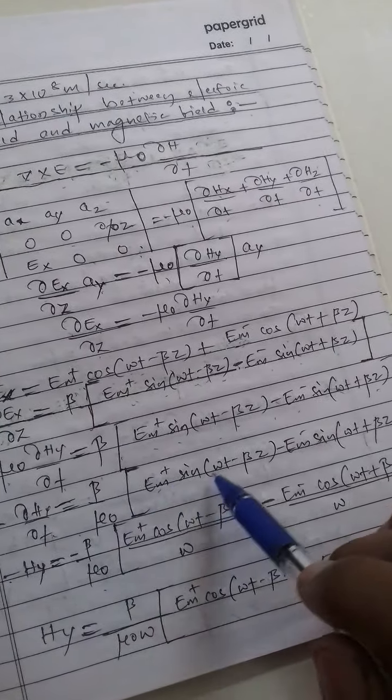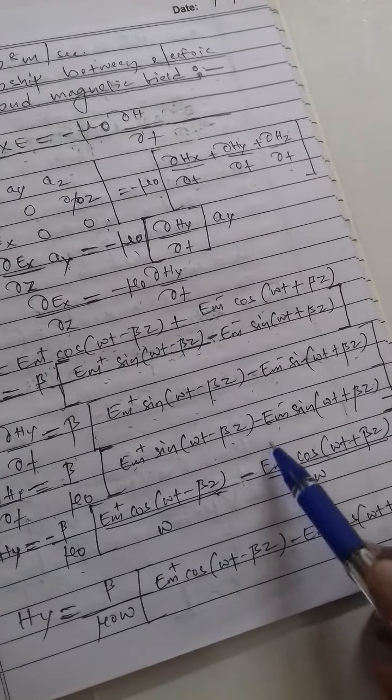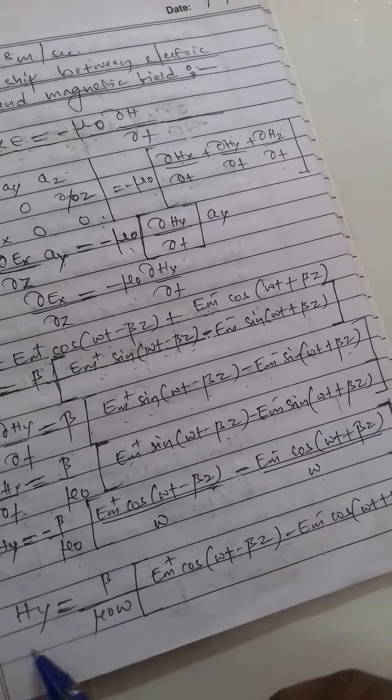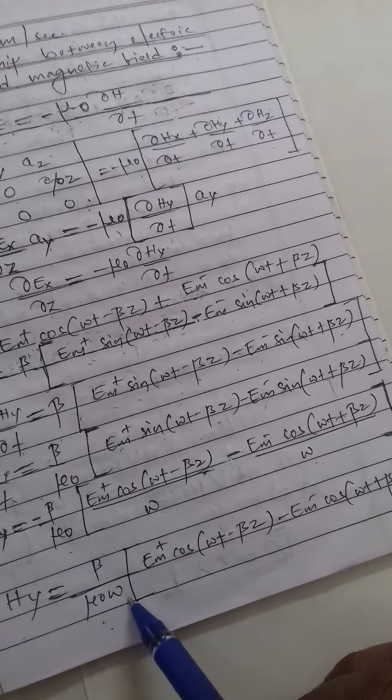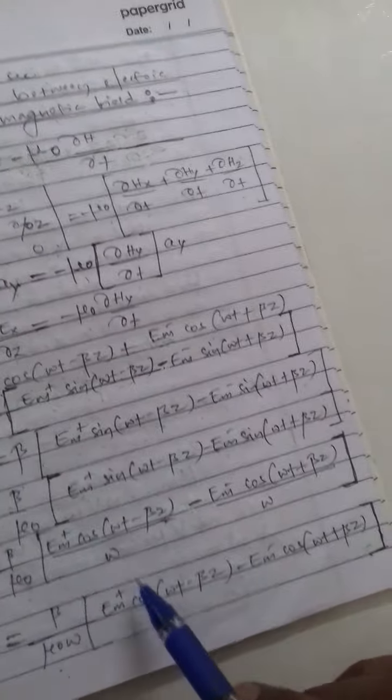Integrating, Hy is equal to beta upon mu naught into bracket of Em plus cos of omega t minus beta z upon omega minus Em minus cos of omega t plus beta z upon omega. So that Hy is equal to beta upon omega mu naught into bracket of Em plus cos of omega t minus beta z minus Em minus cos of omega t plus beta z.